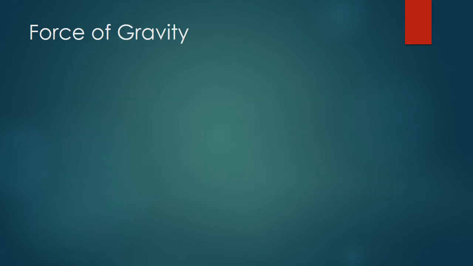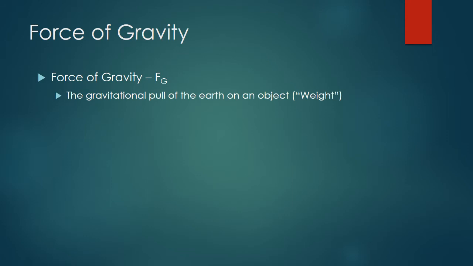The first force I'd like to discuss is the force due to gravity. This force is pretty much constant on a planet. Force of gravity can be abbreviated by F sub g, force due to gravity. The gravitational pull of Earth on an object is also known as weight. So if we say weight, we mean the force due to gravity. On a free body diagram, you would draw it straight down.